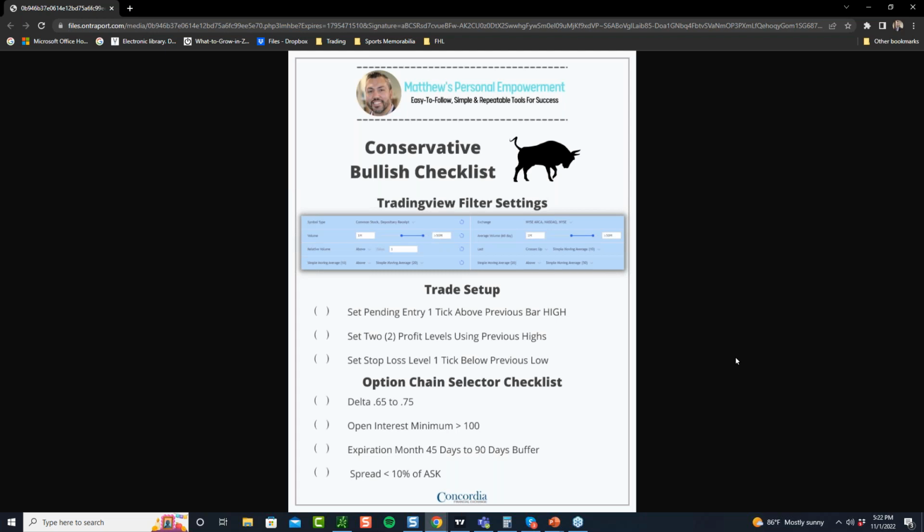What you'll see down below, here's the entries. This is the filters I already showed you. Okay, so that's the filters here. This is the setup, right? So one tick above bar high, profit target, stop losses. I teach you how to do this if you want to learn this. You'll be amazed to see what the program is.